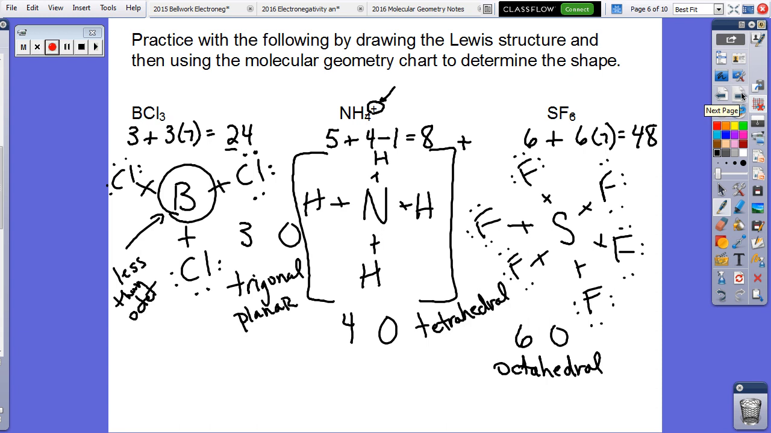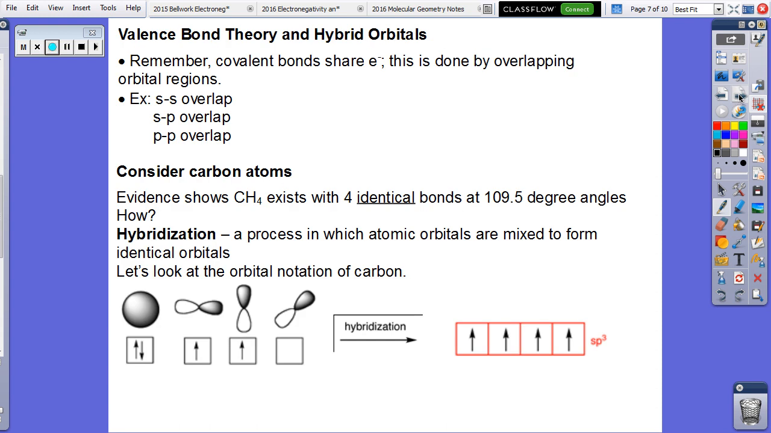Okay, so that gives you an idea of how to use your Lewis structure to figure out the actual shape of your molecule. One other thing we want to talk about is something called hybridization. It's really easy to do, but the idea behind it is based on something called valence bond theory. So it tells you to remember that covalent bonds share electrons. Well, they do this by overlapping their valence subshells. And remember, the only subshells that are involved in valence electrons are the S and the P subshells.